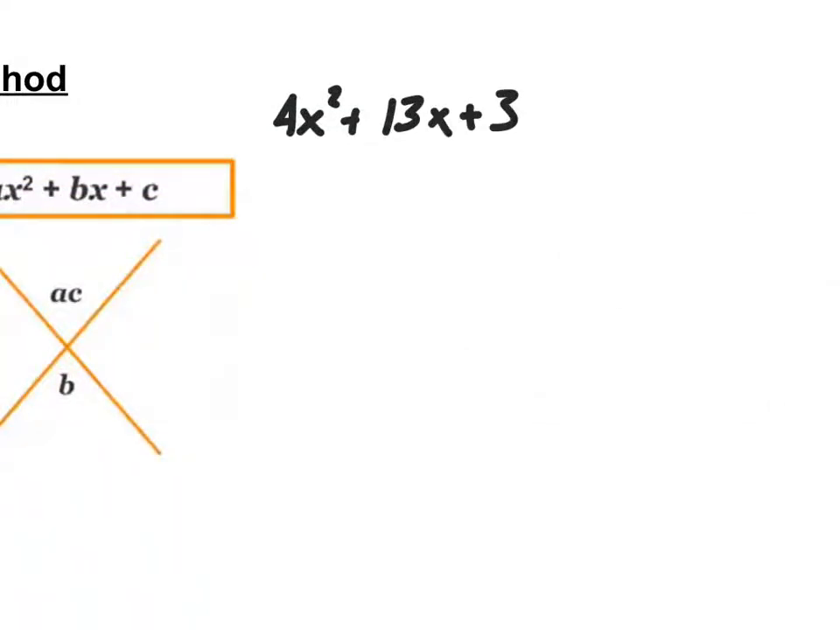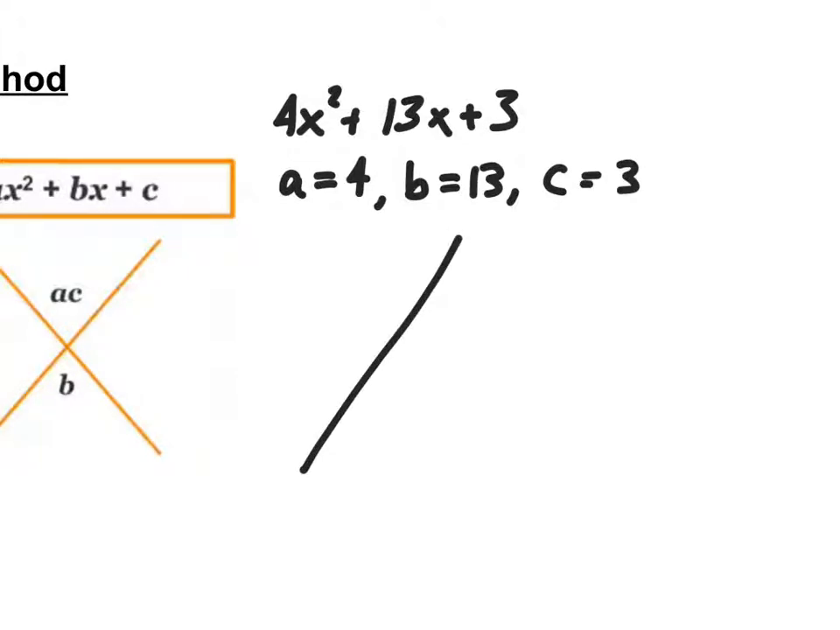Okay, and what I'm going to do is identify my a value, which is 4, my b value, which is 13, and my c value, which is 3. Okay, and I'm going to use this method here. And so I'm going to take a times c, which is 4 times 3, which is going to give me 12.